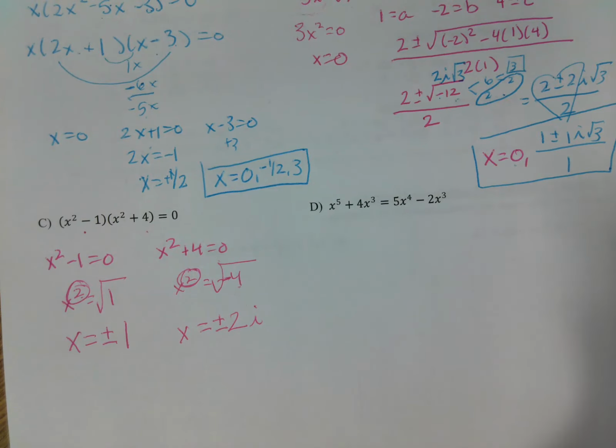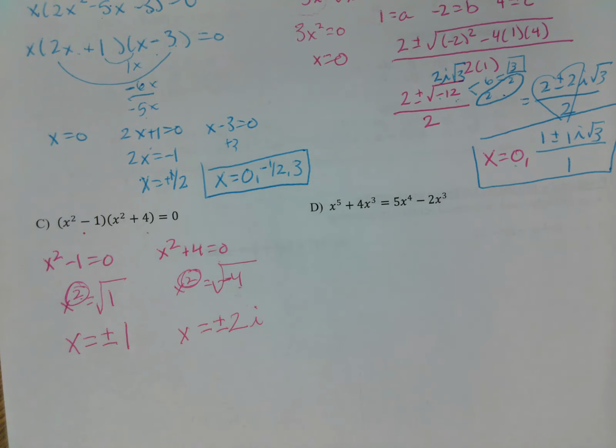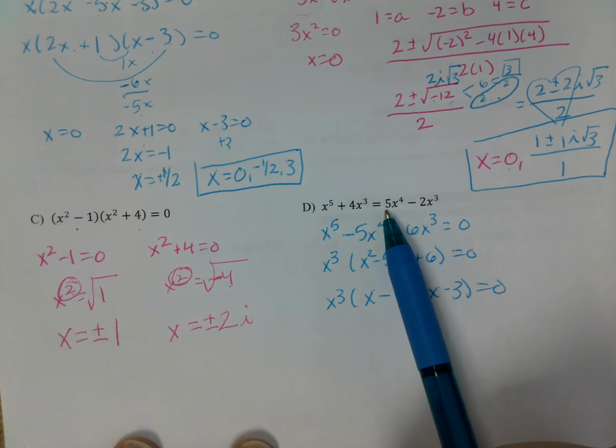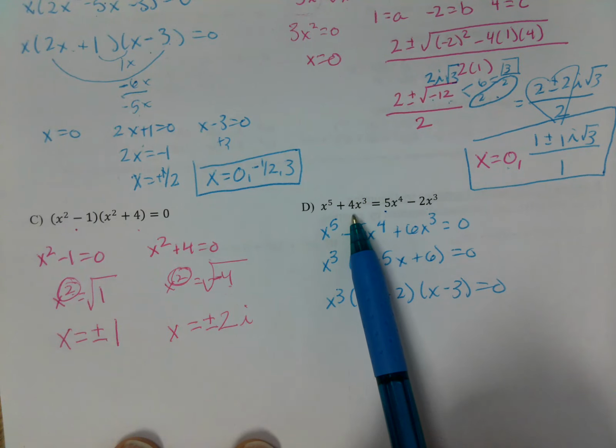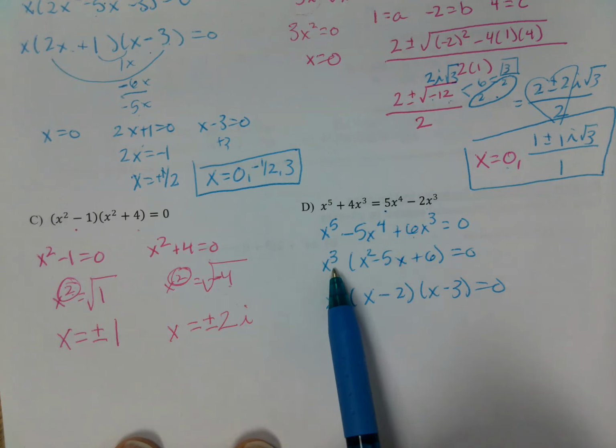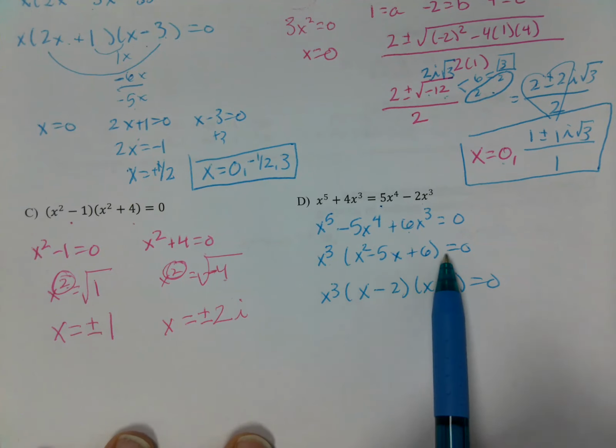I want you to pause the video and try to do D by yourself. So I'd have to subtract that over. That would go in the middle. I would have to add this over. Those two combined like terms would give me 6. All of these have an x cubed in common, so I have an x cubed on the outside. I can factor this now.